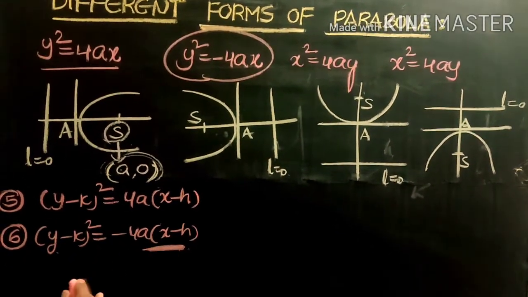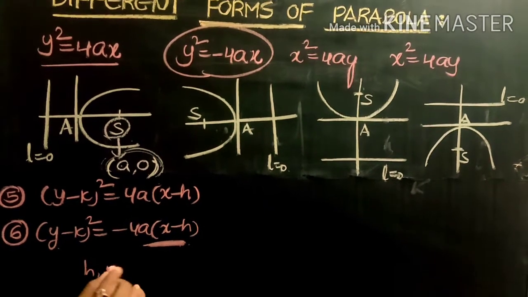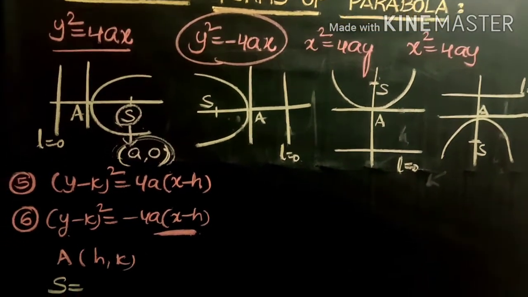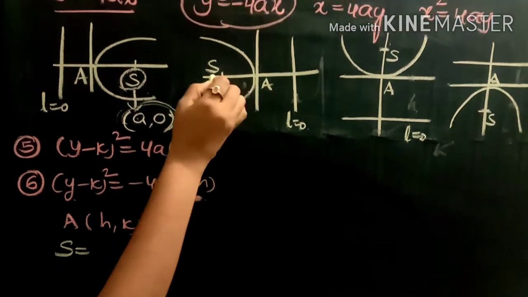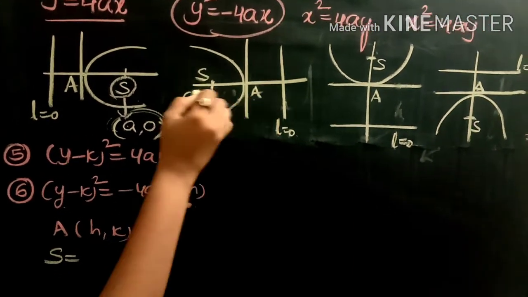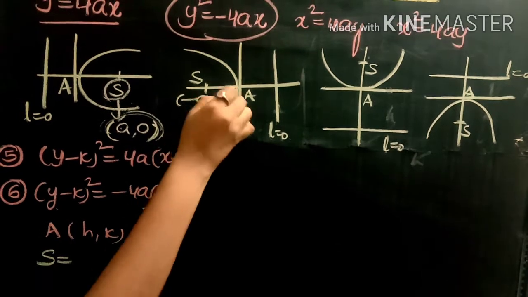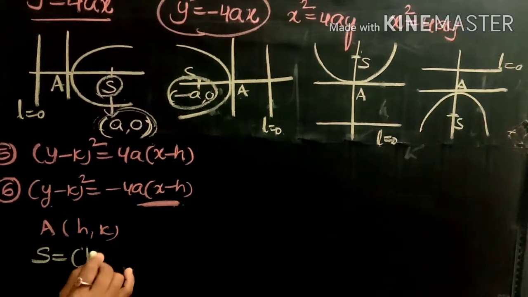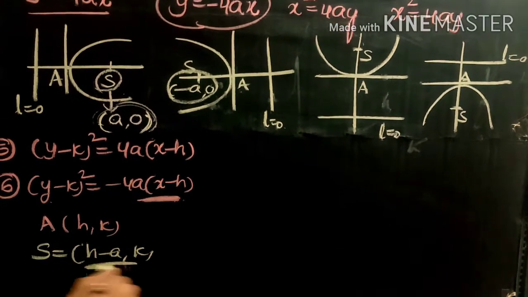So in this case the vertex A is equal to h comma k. To get the focus S value, first we take the focus of this form, which is minus a comma 0. Now adding h comma k to this, we get h minus a comma k. This is the focus of this form.